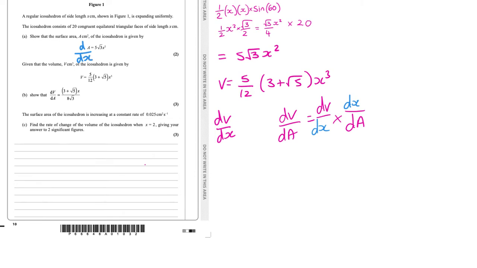So let's sort all this out then. Let's start with dV/dx. First of all, I'm just going to expand. So I'm going to have 15 over 12. I'm so confused. So 15 over 12 x cubed plus 5 root 5 over 12 x cubed.